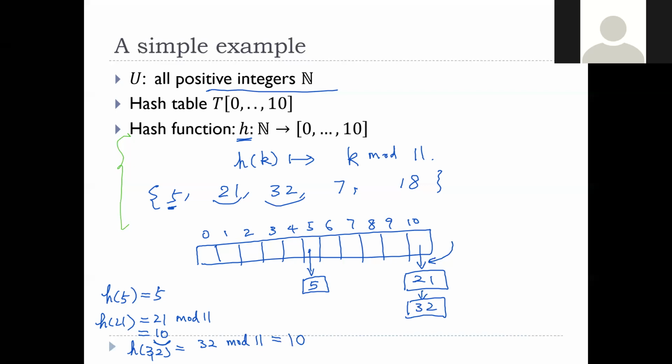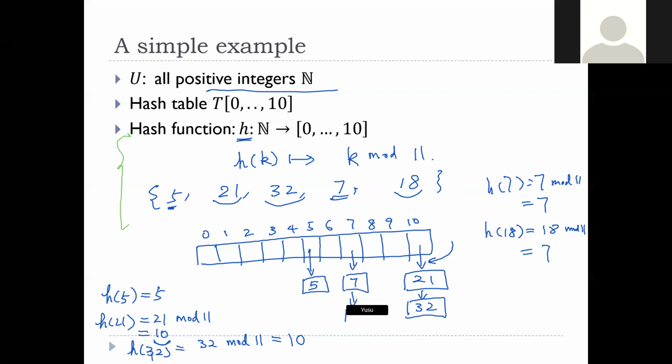Okay, and then we have 7. The next element 7, h of 7 is 7 modulo 11, which is just 7. So element 7 is stored here. Finally, we have 18, and we find what's its index? h of 18 is 18 mod 11, which is also 7. That means that 18 should also be stored here.